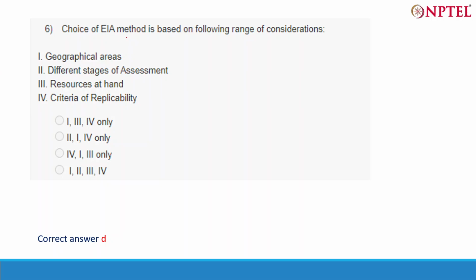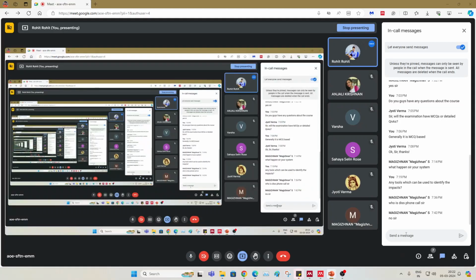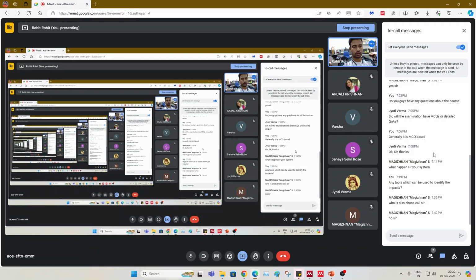Now we are moving to the choice of EIA method, which is based on the following range of considerations. But before that, please try to solve that, and let me see if there are any questions from you guys. No questions from you guys.